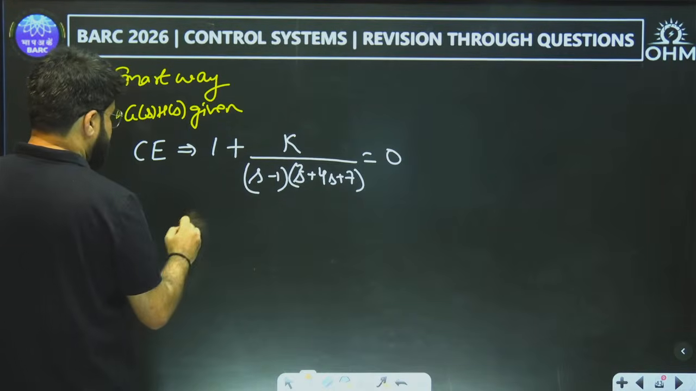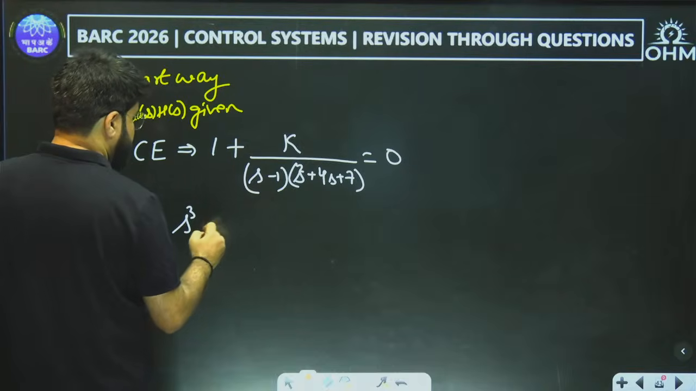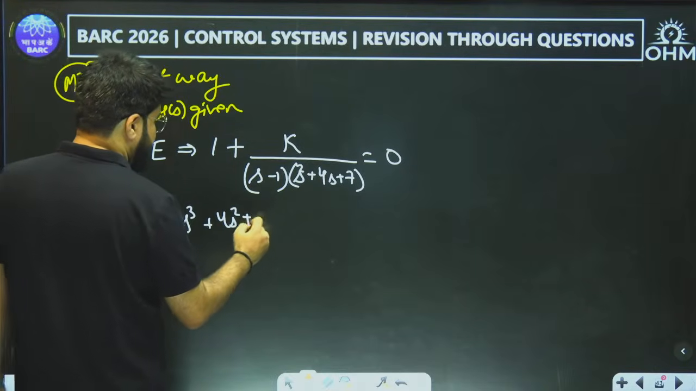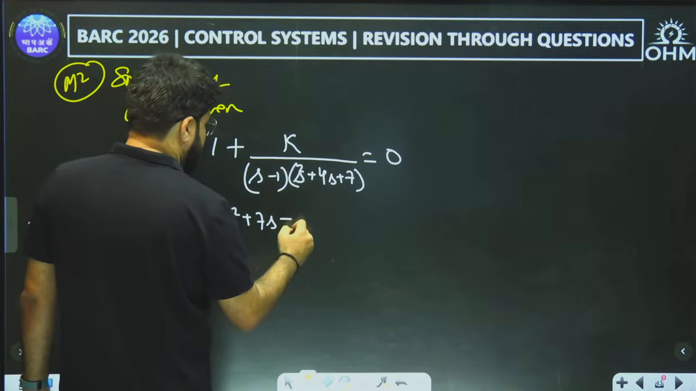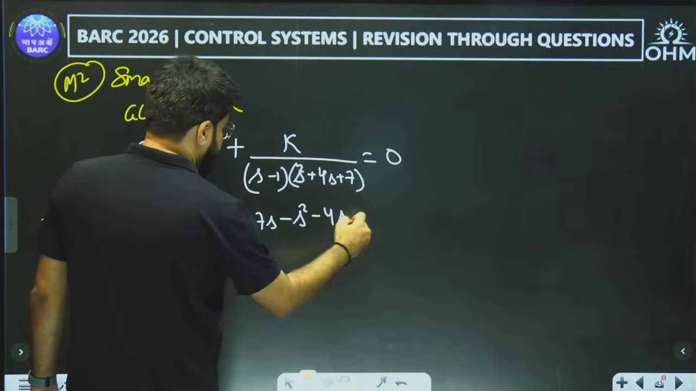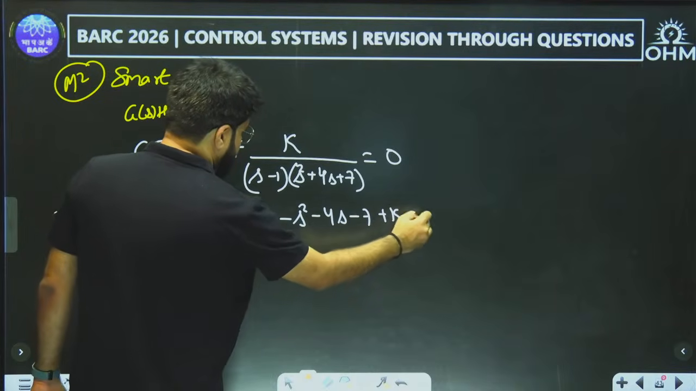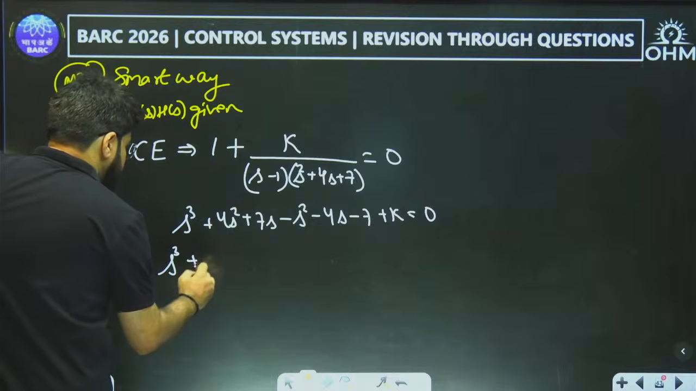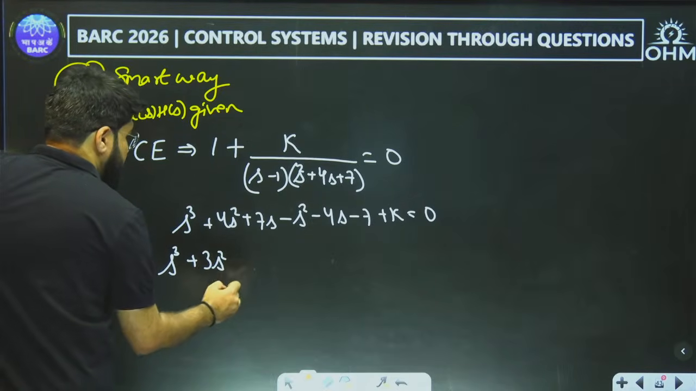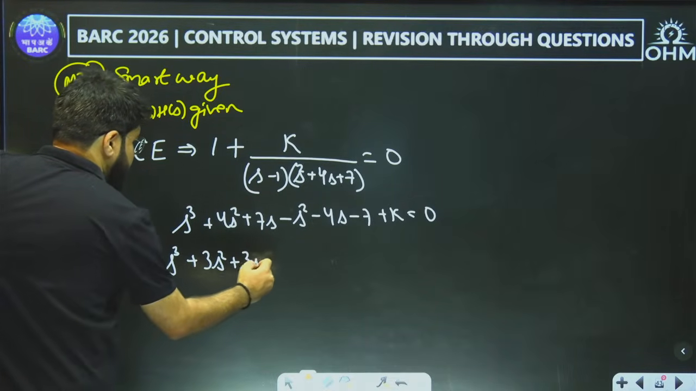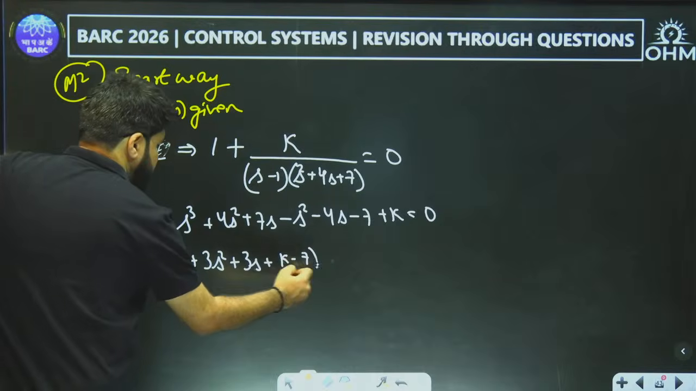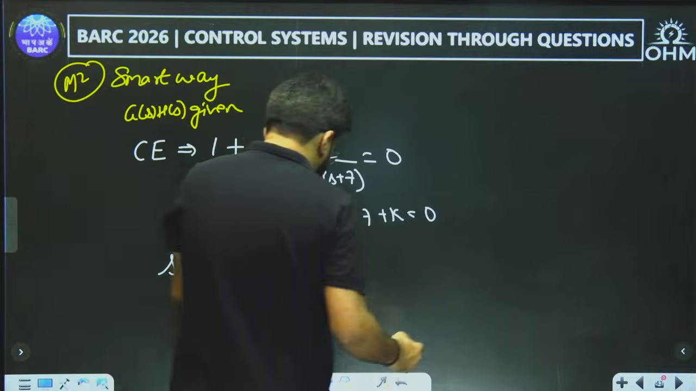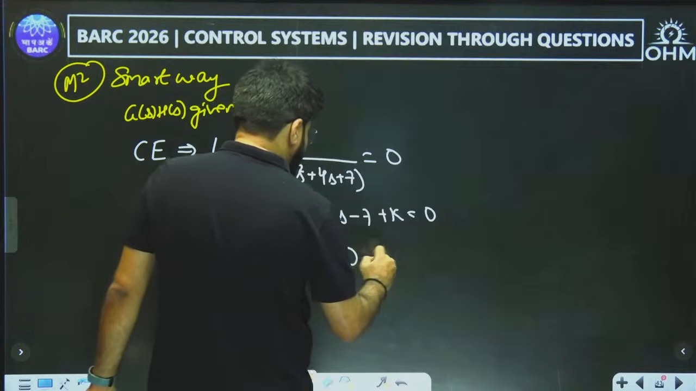So when I solve this, I'll get s cube plus 4s square plus 7s minus s square minus 4s minus 7 plus K equal to 0. So what I get is s cube plus 3s square plus 3s plus K minus 7 equal to 0. Okay, a cubic equation.